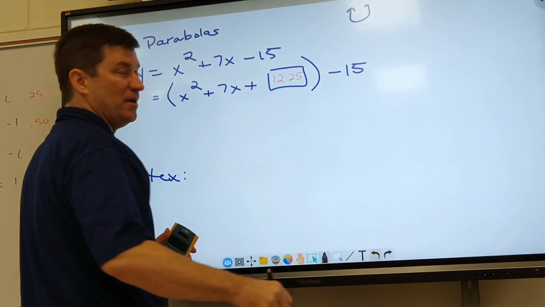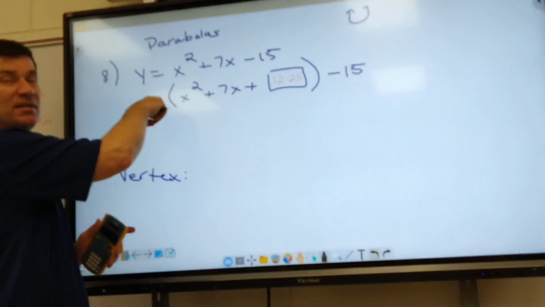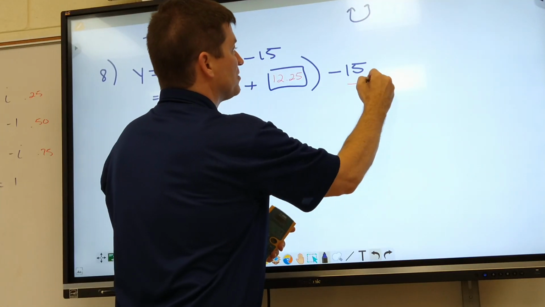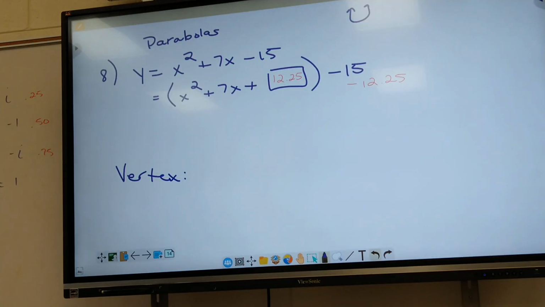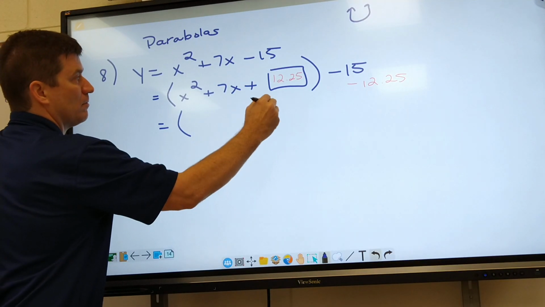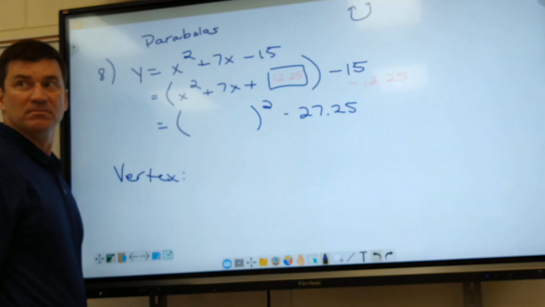All right, Nathan, here's a new step. On these problems, Hannah, since the equal sign's in a different spot, you got a plus 12.25 there, we put a minus 12.25 there. You do the opposite. These are all different than the circles. But the rest of it's easy.